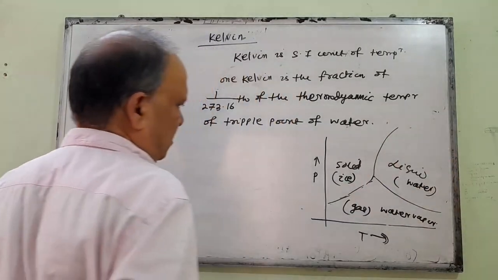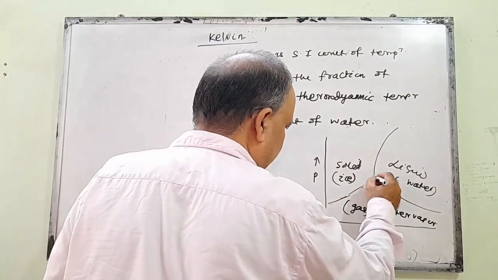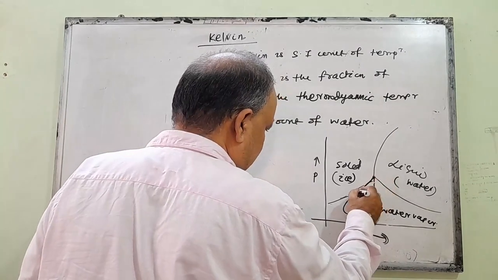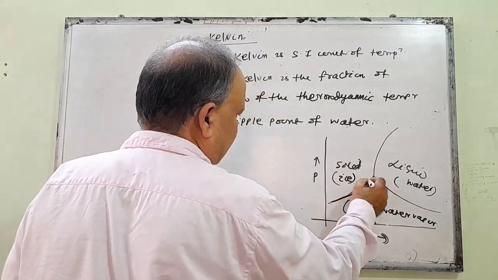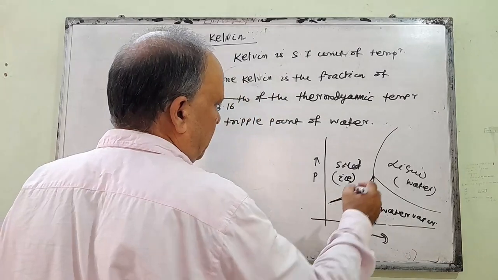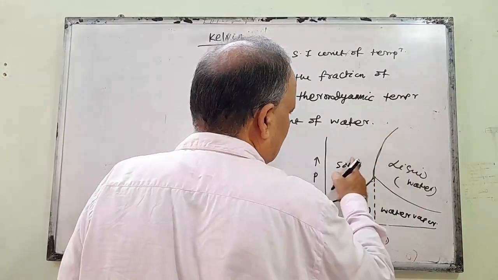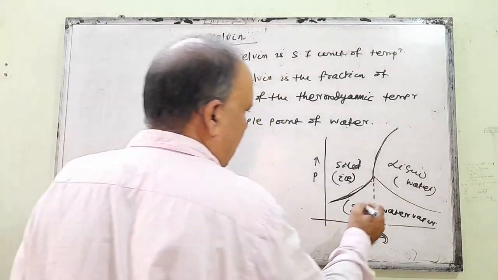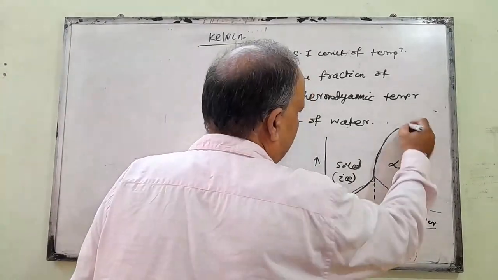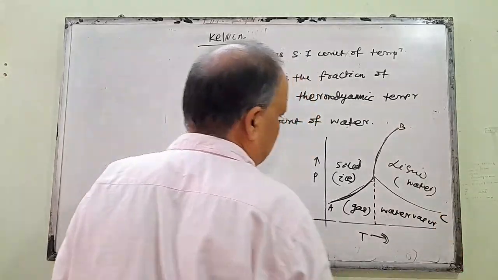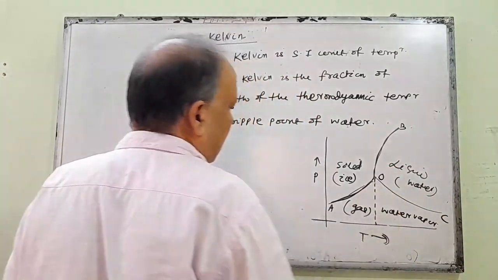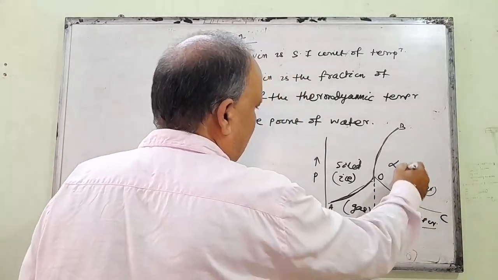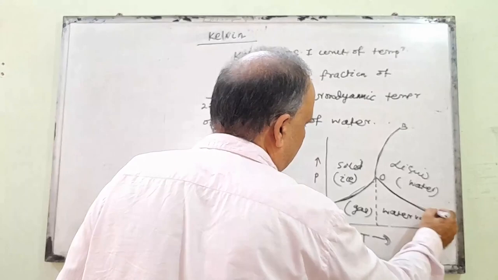In this water system, there is one particular temperature at which, in this line, solid and gas coexist in equilibrium, and in this line, solid and liquid coexist in equilibrium. Suppose this is OA, this is OB, this is OC, and this is O. In the OC line, liquid and water vapor coexist in equilibrium.